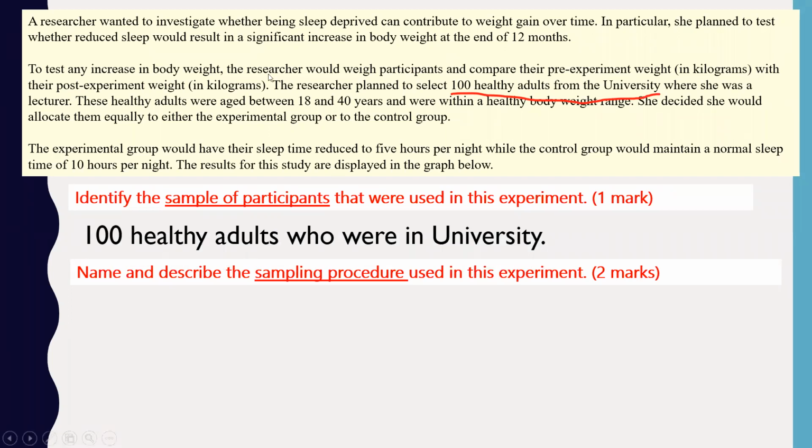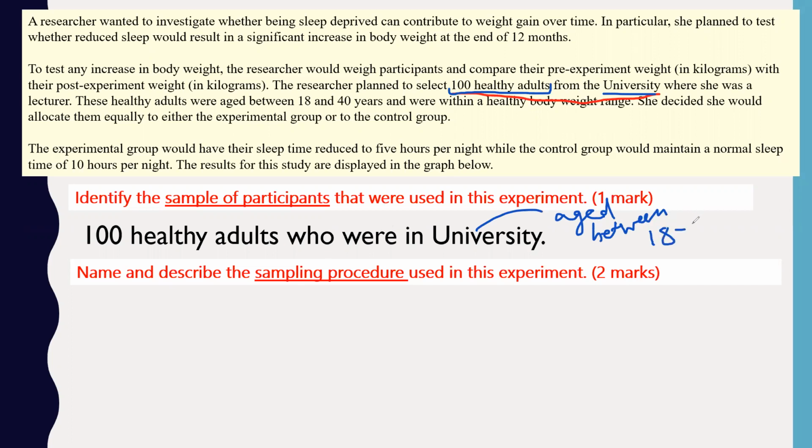Okay, how you can spot what the sample is: just look for a number of participants, and any extra information. So we know they're 100 healthy adults and we know that they're at a university level, or that's kind of the age that we're looking at there. You could have even said 100 healthy adults who were in university aged between 18 to 40. You could mention that if you want, but again, that's just being really, really specific.